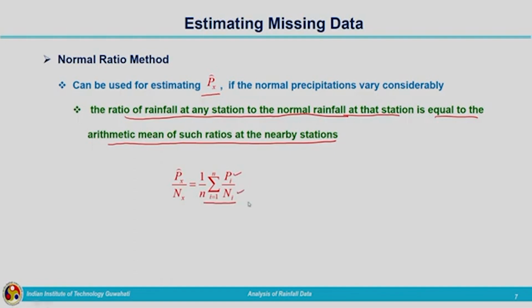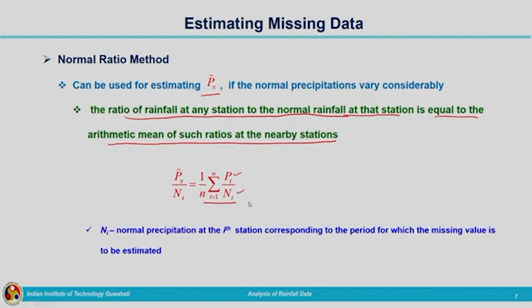Let us see the different terms one by one. In this, Ni is the normal precipitation at the ith station corresponding to the period for which the missing value is to be determined. The period should be the same, that is, in a particular station we are having certain missing data, so the same period we will be checking for the neighboring stations also.